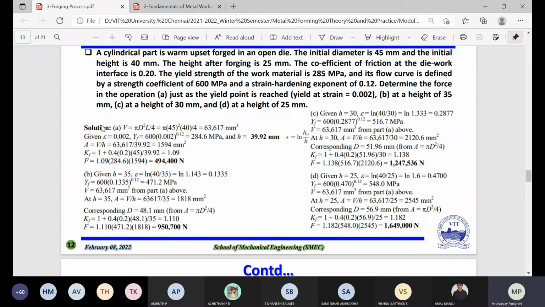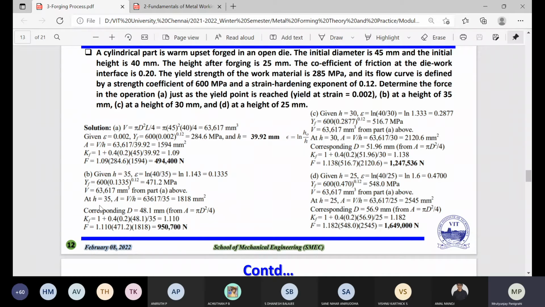Are you getting the first part? Yes, sir. And the second part, I'm just telling, what we have discussed in the previous question, the similar we can do. In the second part, it is given at a height of 35 mm. So when 35 is given, you have to find epsilon equal to ln 40 by 35. So epsilon will be changed. Not epsilon 0.002, this was at the initial stage. Now you will find a different value, 0.1335. Then YF you can calculate, then volume also. The initial volume is same when you have the second one. So volume remains same.